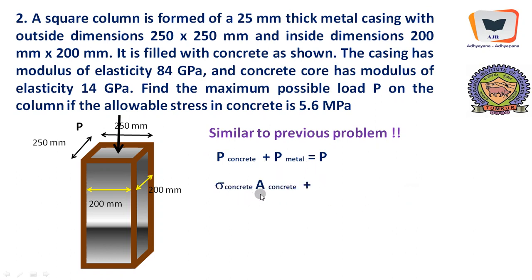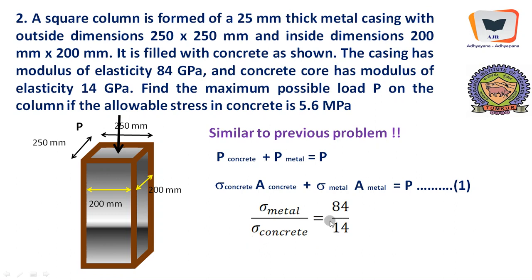Therefore sigma in concrete into A in concrete replaces this, and so also for the metal, and equation 1 is formed. This is number 1 of composite action, and sigma metal over sigma concrete is 84 divided by 14, that gives us 6. Therefore sigma in metal, the stress developed in the metal, equals 6 times the stress developed in concrete.